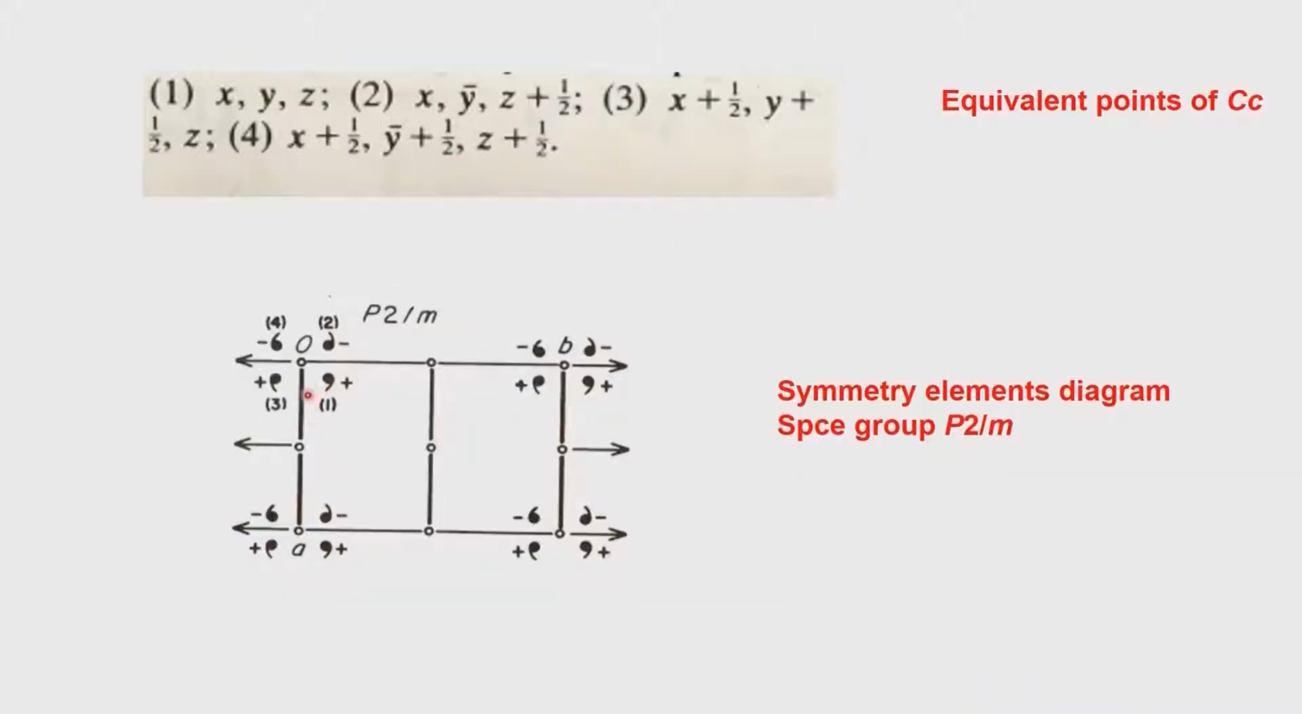So, you see that there is a two-fold axis along the B direction. So, the two-fold notation is here, because this is along the B direction. We are giving the AB projection. We are looking down C.